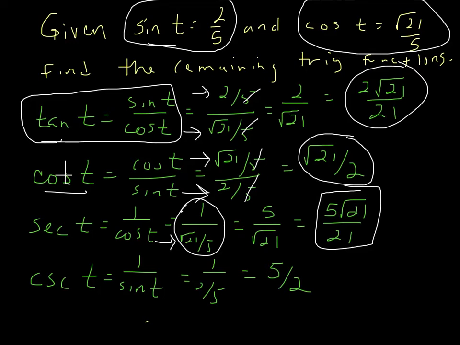And cosecant, the last one, cosecant being the reciprocal of the sine. Well, we know the sine is 2/5, so 1 divided by 2/5 gives us simply 5/2. So we can use these reciprocal and quotient identities to fill in the rest of the trig values given one or two of them to begin with.